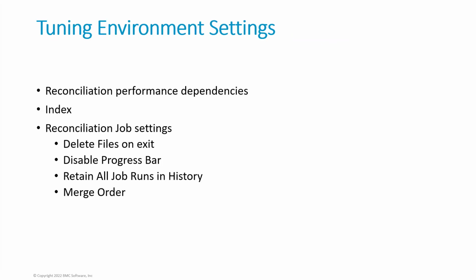Reconciliation performance depends on the performance of the AR server and the database. Use the performance guides to configure the AR server for better performance. I have added a link to these in the references used for this webinar. Consider if the reconciliation RPC threads need to be increased. The current recommendation is CPU times 1.5.